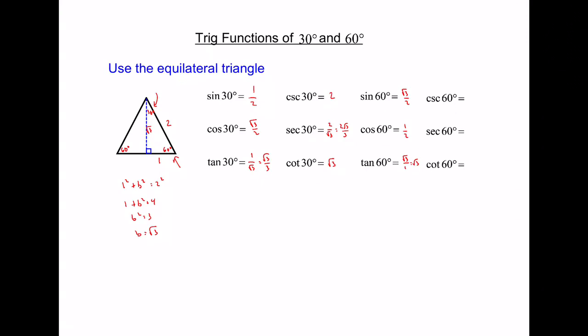root of 3. And then reciprocal of each of these, so it'd be 2 over the square root of 3, which would be 2 square roots of 3 over 3. Secant of 60 is reciprocal of cosine of 60, so that'd be 2. And cotangent is the reciprocal of tangent, so that's square root of 3 over 3.